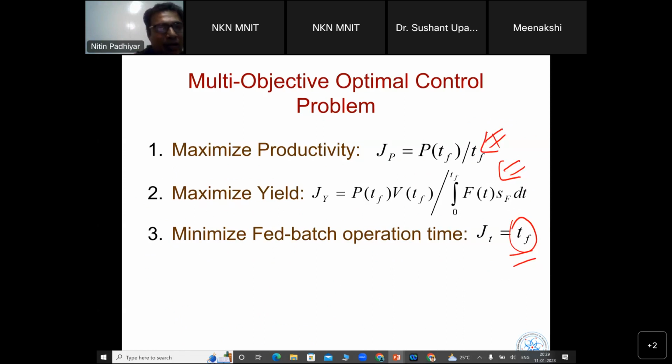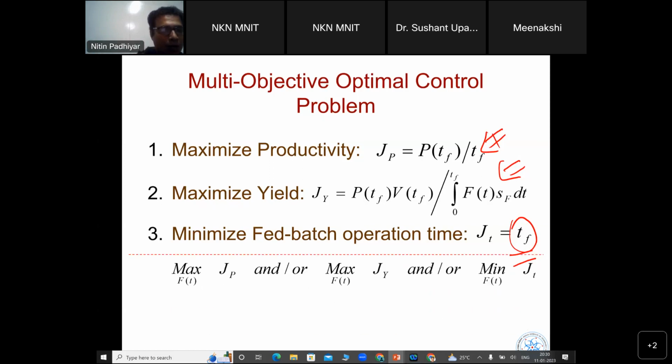And this time, as compared to the previous spherical reactor problem, here I have to solve a dynamic optimization problem. First of all, a single objective dynamic optimization problem itself is a challenging task. So we want to do that single dynamic optimization, but with multiple objectives. So it is like a multi-objective dynamic optimization problem, or multi-objective optimal control problem. And all of them we did simultaneously.